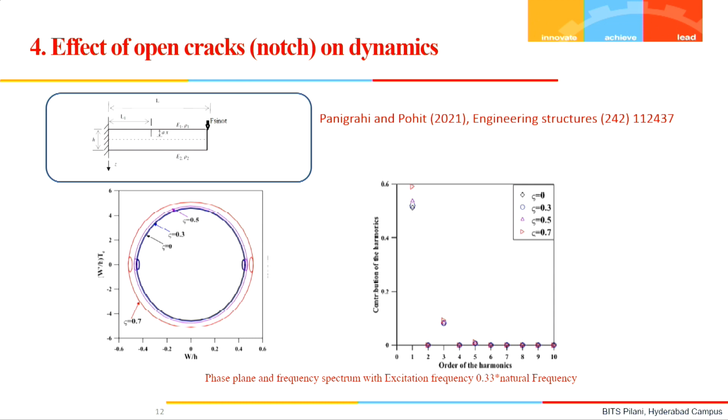If we talk about the harmonics of this response, and how the crack is affecting the harmonics, when we excite this system with one single frequency, f sin omega t, where omega is the excitation frequency equal to 0.33 of the natural frequency, we found that the first harmonic is dominated by crack depth ratio 0.7. When the crack depth ratio is 0.7, the first harmonic is dominating here. The crack depth of 0.7 has the maximum impact on the first order of harmonics.